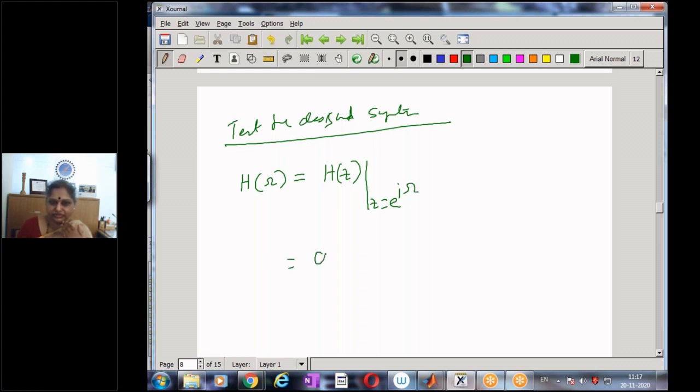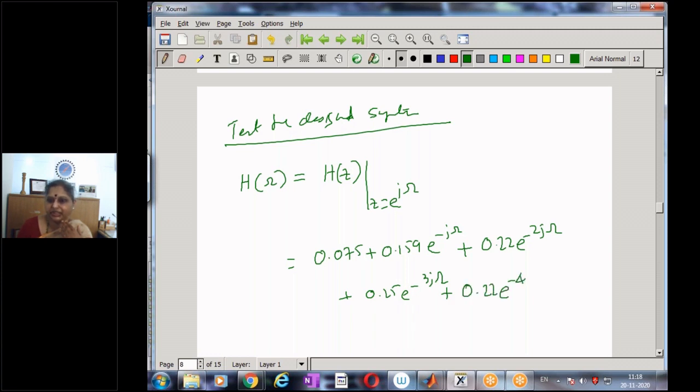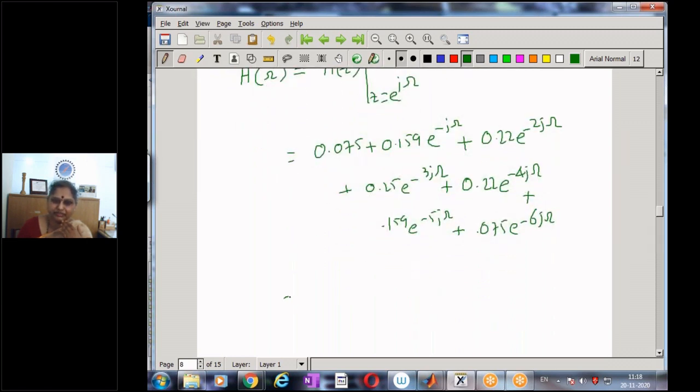So now we have 0.075 plus 0.159 e to the power of minus j omega plus 0.22 e to the power of minus 2j omega plus 0.25 e to the power of minus 3j omega plus 0.22 e to the power of minus 4j omega plus 0.159 e to the power of minus 5j omega plus 0.075 e to the power of minus 6j omega. This is how we can get the frequency response.